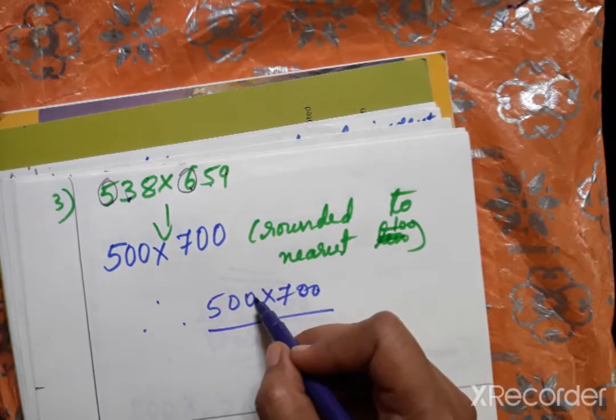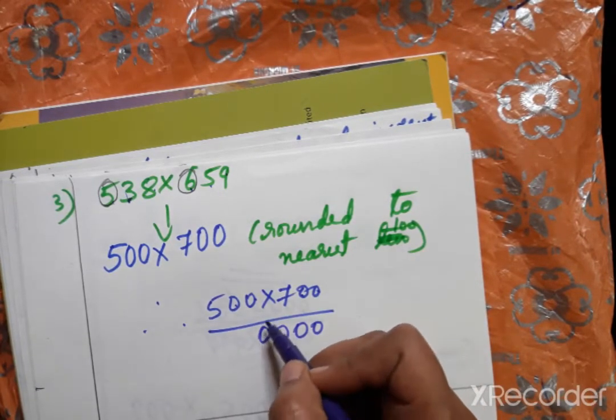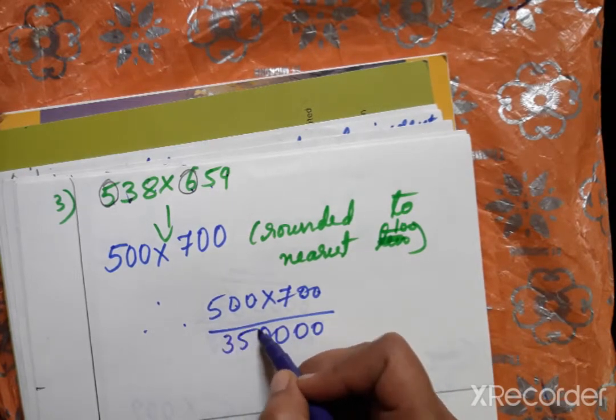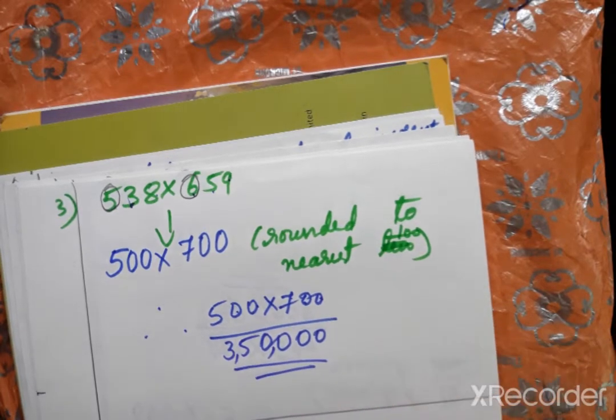1, 2, 3, 4 zeros. Write them directly and multiply the remaining numbers. 5 sevens are 35, or 7 fives are 35. Answer is 3,50,000.